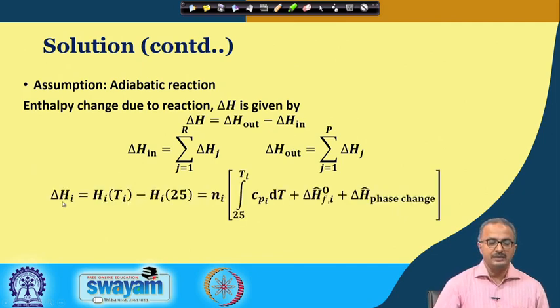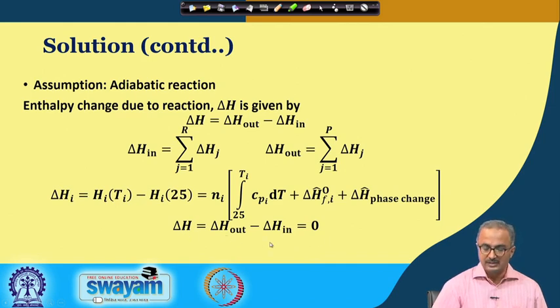Now we know that delta Hi is equal to Hi minus Hi at 25, that means this is the standard temperature for us. So with respect to the standard temperature, we are trying to find out the enthalpy change for the ith species. And as we have derived earlier, in this case we have to take the sensible heat, the heat of formation and the heat necessary for the phase change. Now since this is adiabatic, we are putting delta H equal to 0. That means delta H out is equal to delta H in.